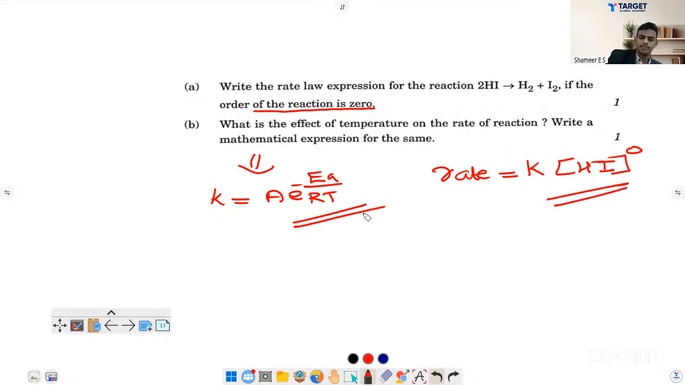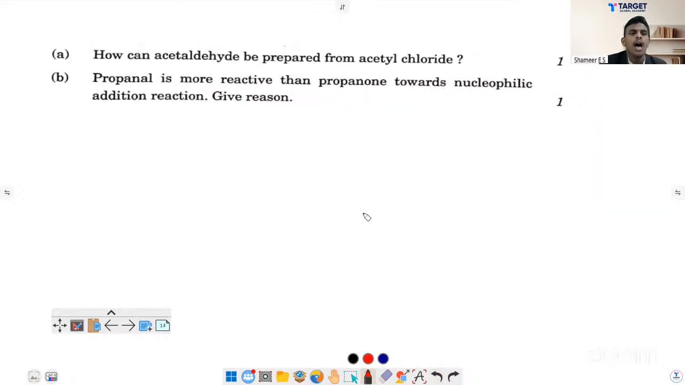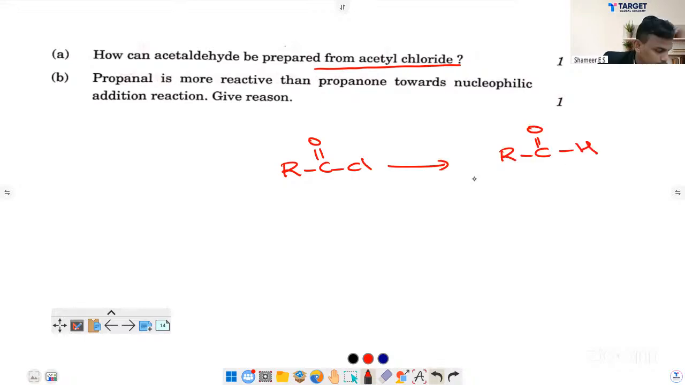Next. How can acetaldehyde be prepared from acetyl chloride? Very famous reaction. I told you some named reactions are important, and their conversion and their reagent. This is Rosenmund reduction. If you have RCOCl, it can be converted to RCHO. Correct. We can use hydrogen, palladium in barium sulfate, and add hydrogen.